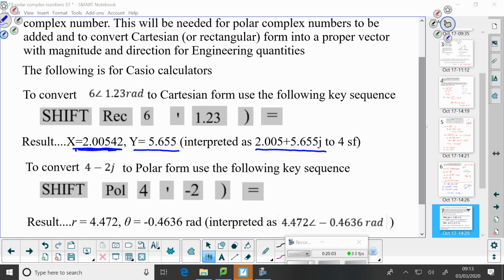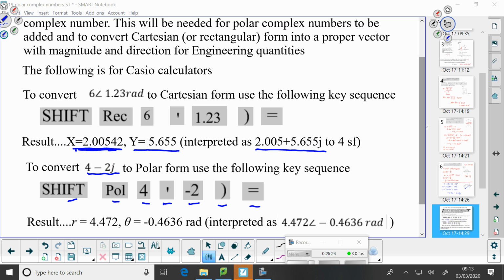And then, to go the other way, to convert 4 minus 2j to polar form, similar thing: shift, but you push polar, put the 4 in, can be negative, can be a calculation in there, that comma thing, and then a -2, close the brackets and equals.